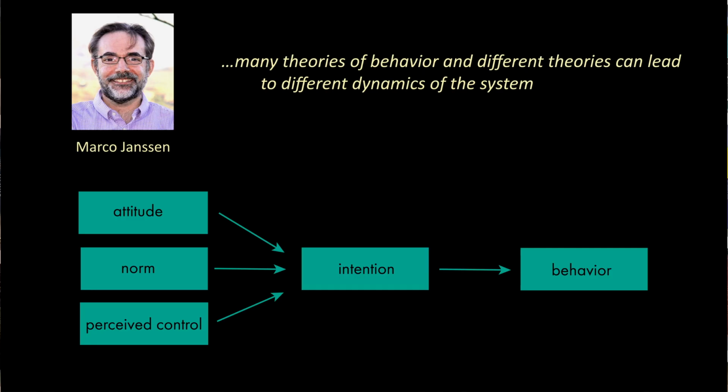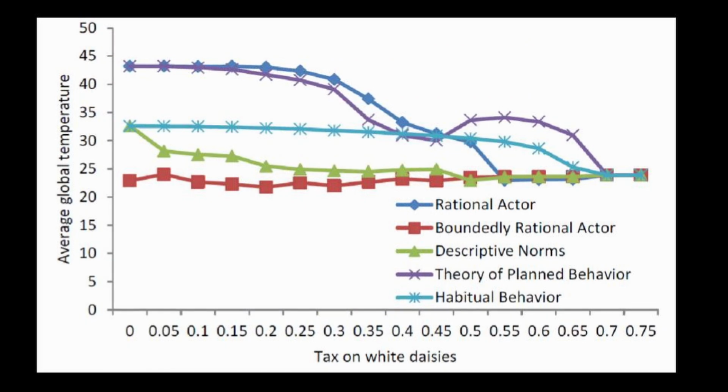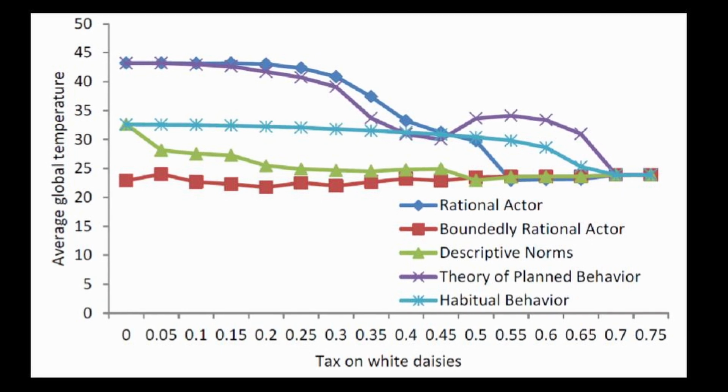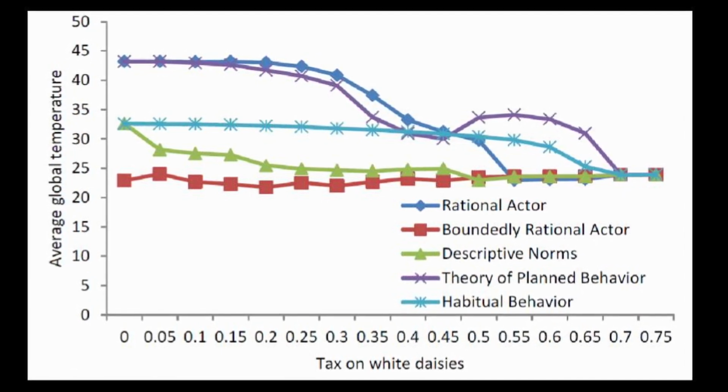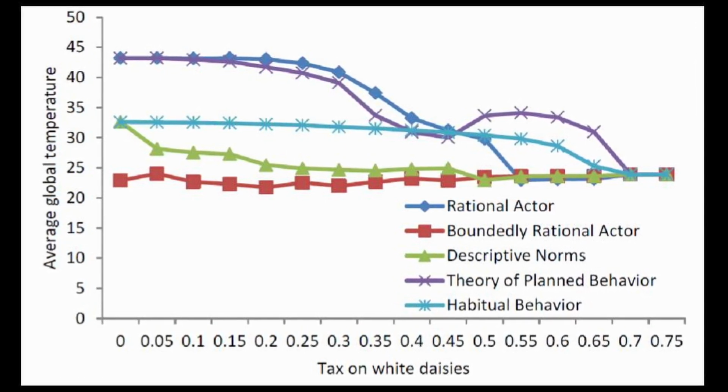Marco Janssen has shown that incorporating behavior into models poses challenges because there are many theories of behavior, and different theories can lead to different dynamics of the system. He used a simple, stylized agent-based model of a coupled socio-environmental system based on Lovelock's Daisyworld, in which people's behavior, harvesting white or black daisies, affects the climate under 5 different theories of decision-making. Experiments with this model showed that policies for stabilizing the planet's climate played out very differently under the different behavioral theories, so the success of policymaking, even in a very simple socio-environmental system, depends on the details of human behavior and decision-making.